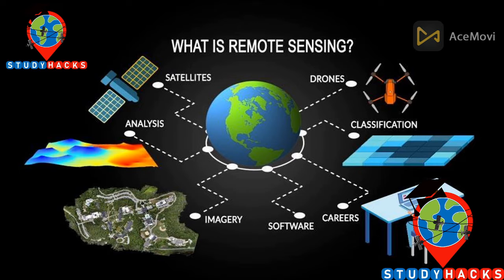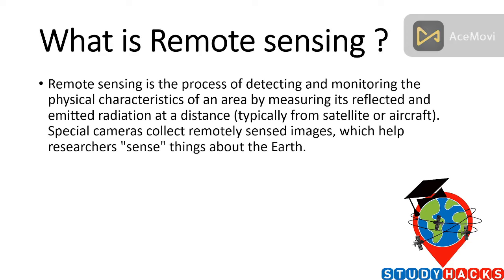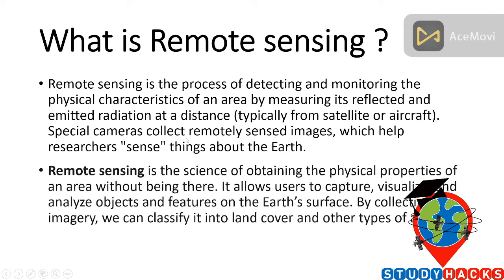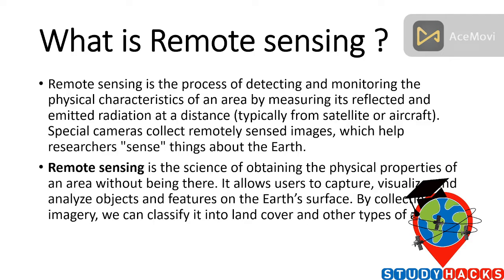Mainly remote sensing is the process or technique of detecting and monitoring the physical characteristics of an area by measuring its reflected and emitted radiation at a distance. It can be satellite, aircraft or drone imagery. Special cameras collect remotely sensed images which help researchers sense things about the earth. So mainly it is a technique for obtaining the physical properties of an area without physical touch.